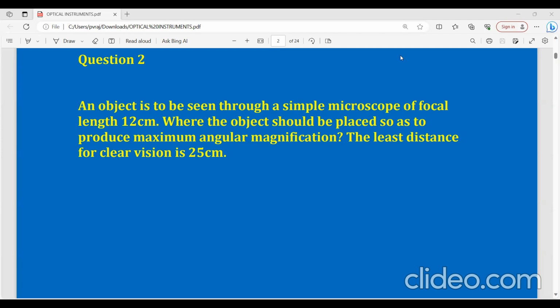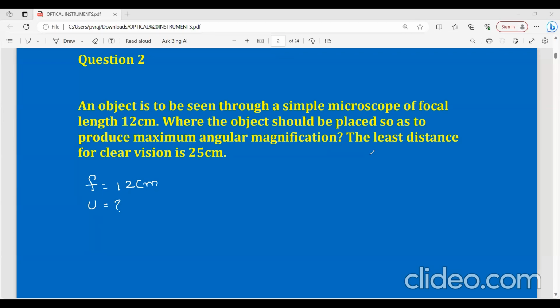So what is the focal length given for that single convex lens? Focal length is given 12 centimeters. And what else given? Where the object should be placed. That means you have to find out. Object position you have to find out so as to produce maximum angular magnification. When does the angular magnification becomes maximum?